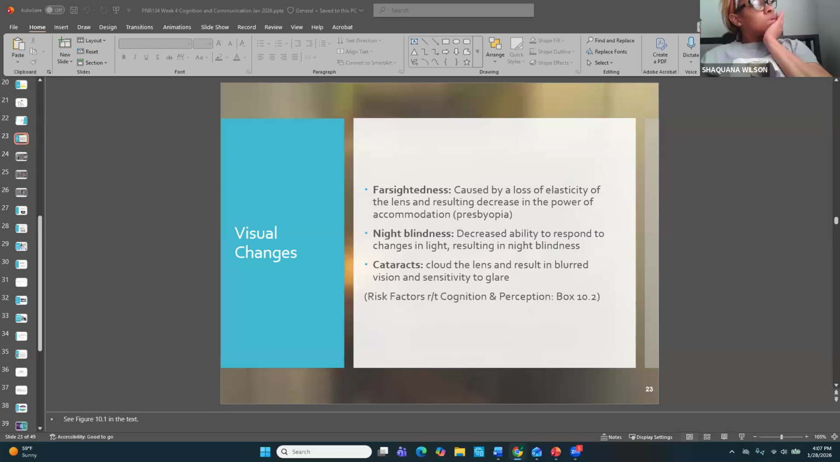Right, very good. Night blindness is the decreased ability to respond to changes in light. So, having difficulty, especially at night or in dark areas. If you ever notice, older people have to have all the lights on to see. And then cataracts, that is the clouding of the lens that results in blurred vision as well as sensitivity to glare.